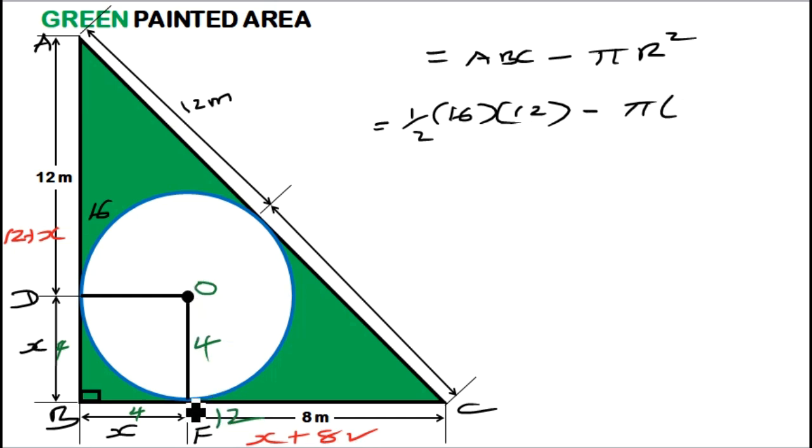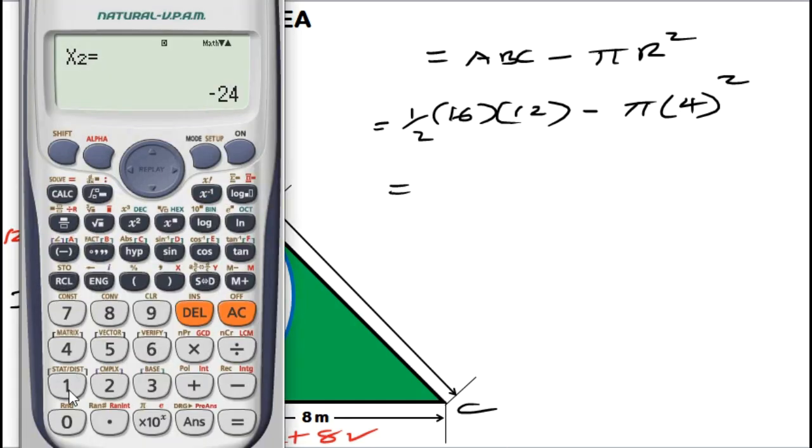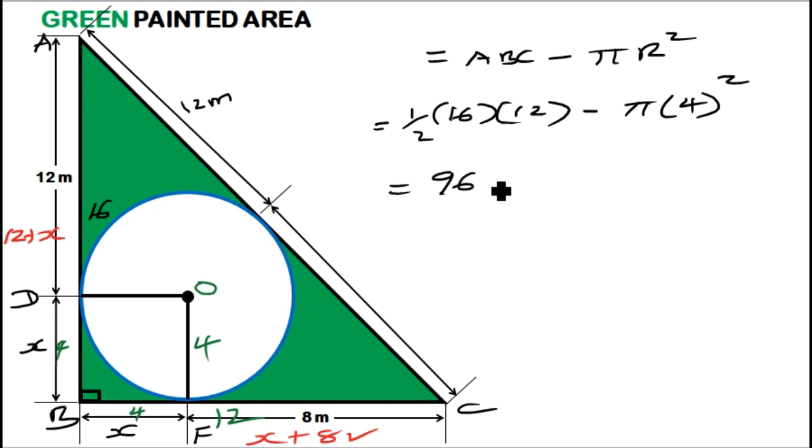The radius of the circle we found to be X, which was 4. So it is pi times 4 squared. So what do we have here? A half times 16 times 12 is 96. Then minus 4 squared is 16. So it is 96 minus 16 pi.